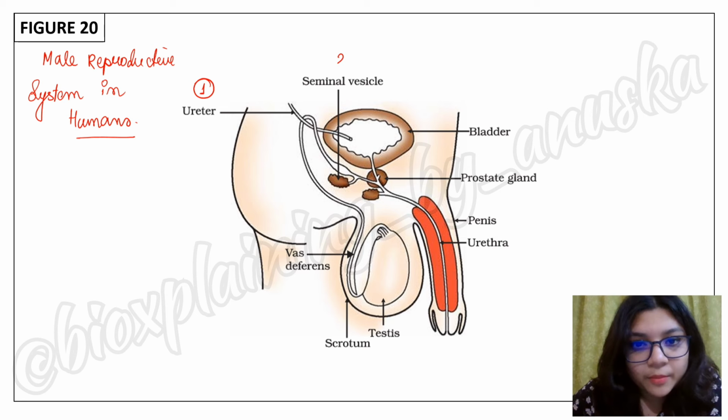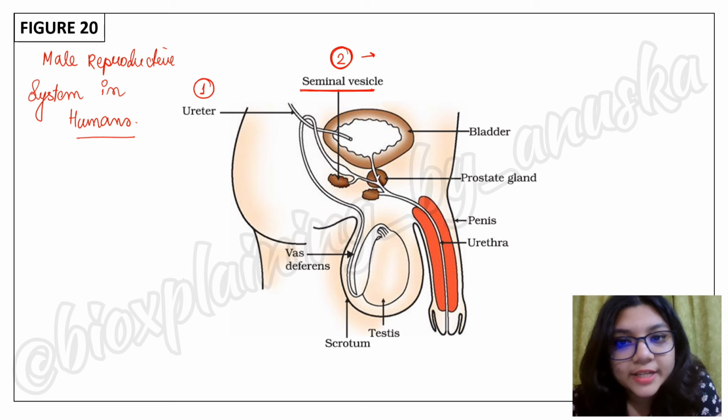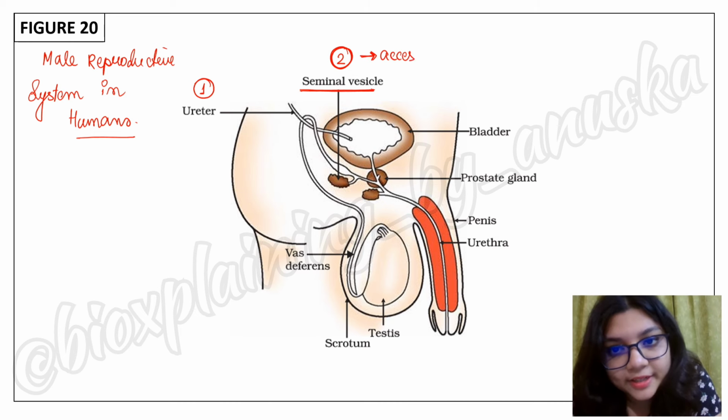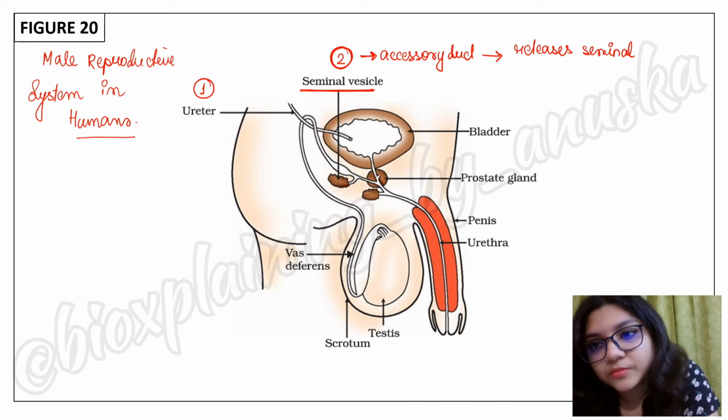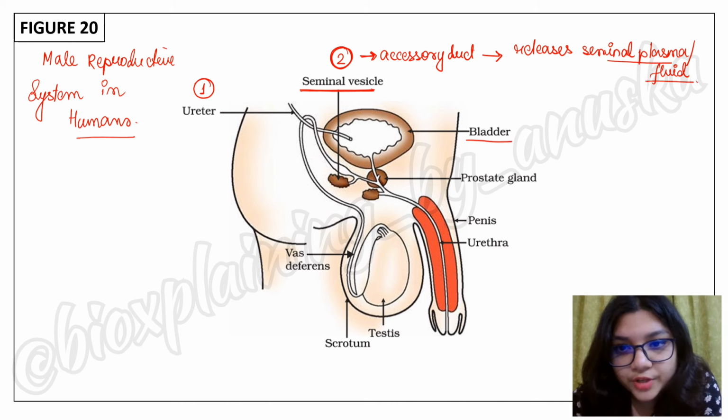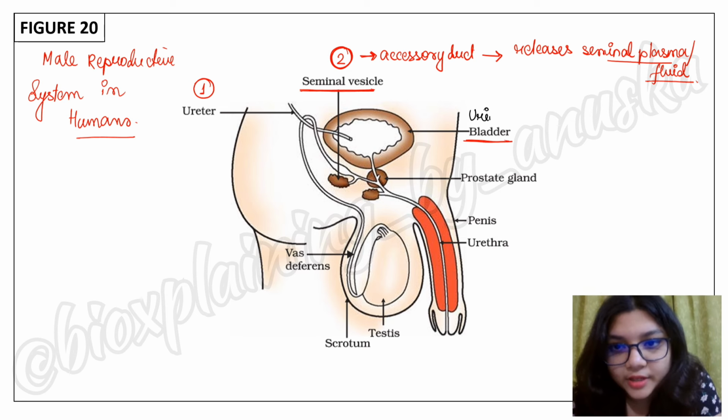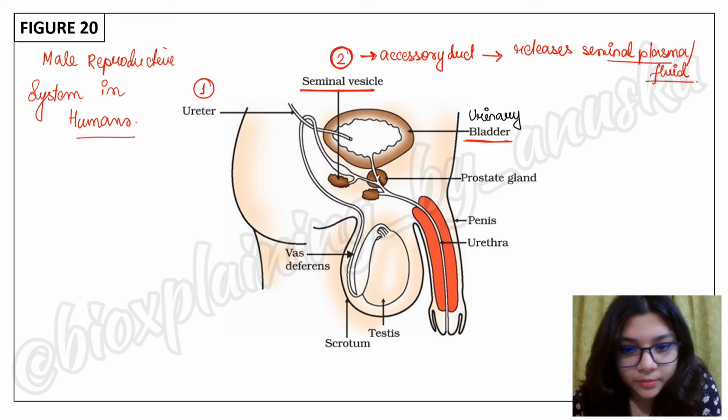Then part number 2 refers to the seminal vesicle. What is the seminal vesicle? It is a paired accessory gland that releases seminal plasma or seminal fluid. Okay. Then part number 3 is the bladder. What bladder is this? This is the urinary bladder. This is part number 3.